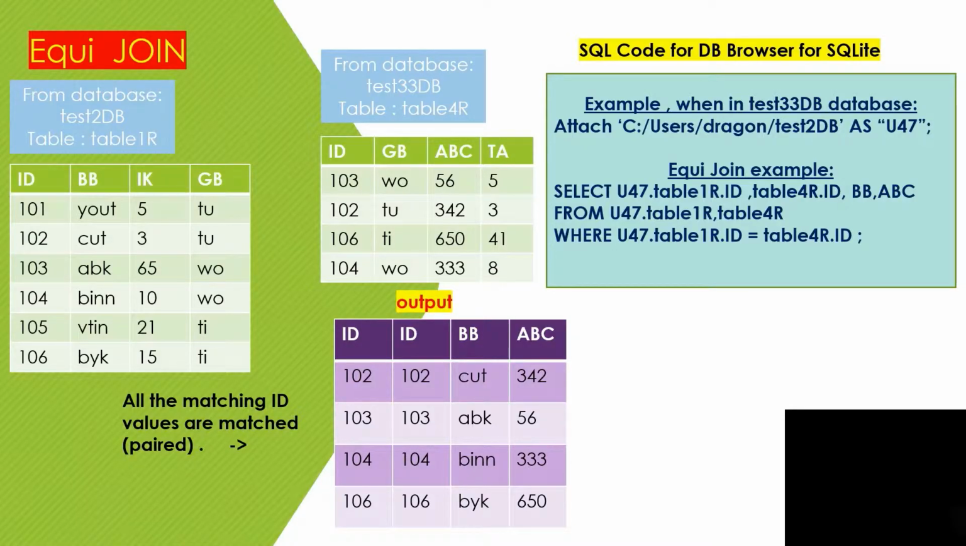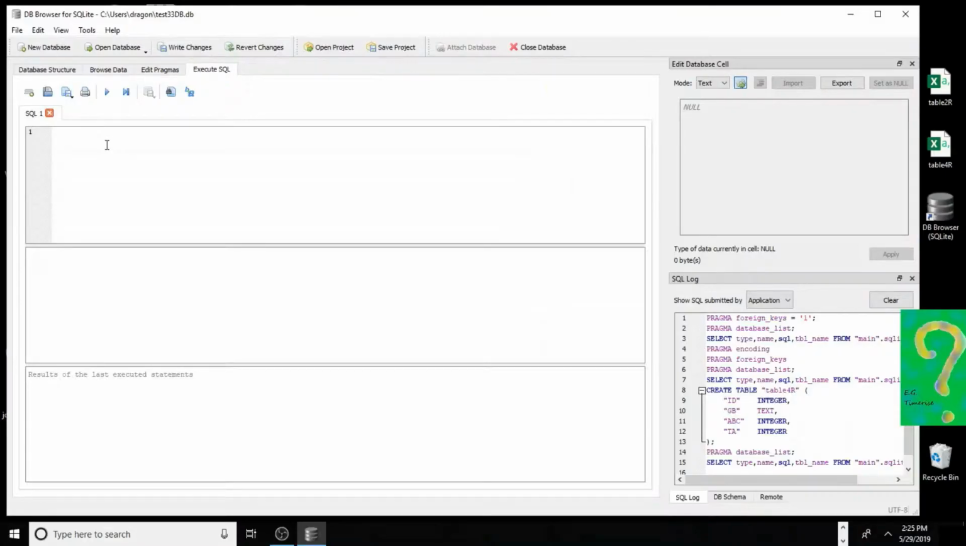Now let's cover equal joins, which are usually achieved by pairing equal values from two different database table columns. Since we're already inside the database test33db, we can simply attach our other database, which is test2db, into our current database. We can only do this because we're in the SQLite system. If we were in something else, we could do something a little bit easier.